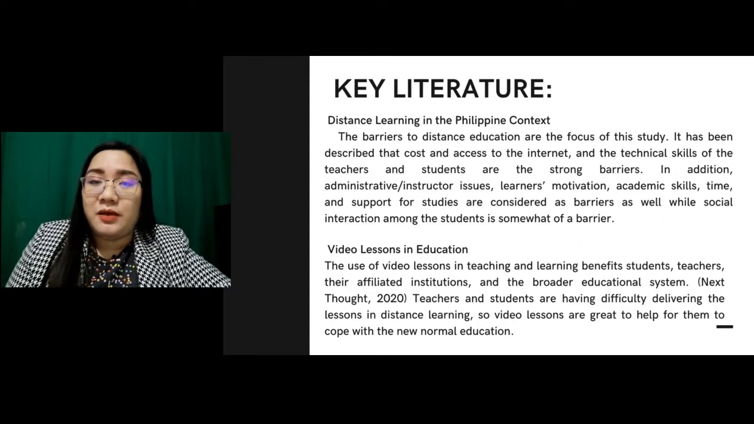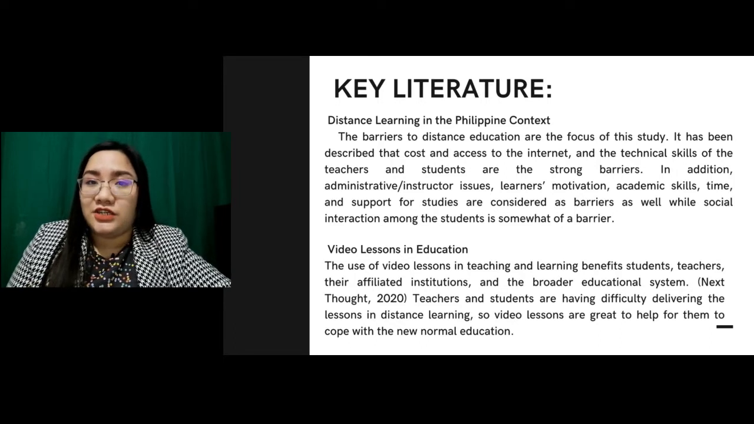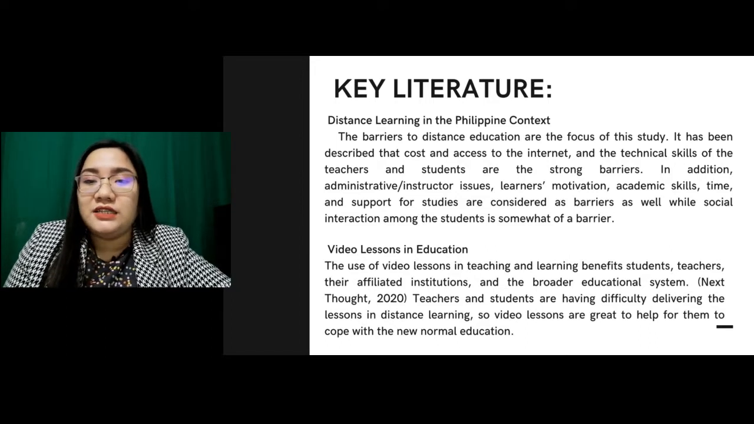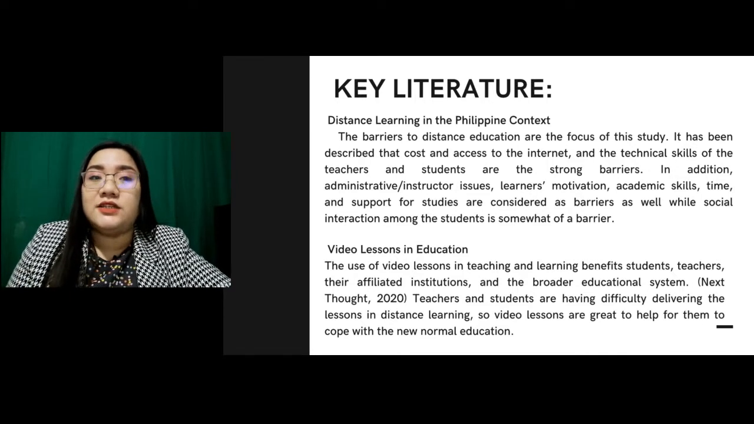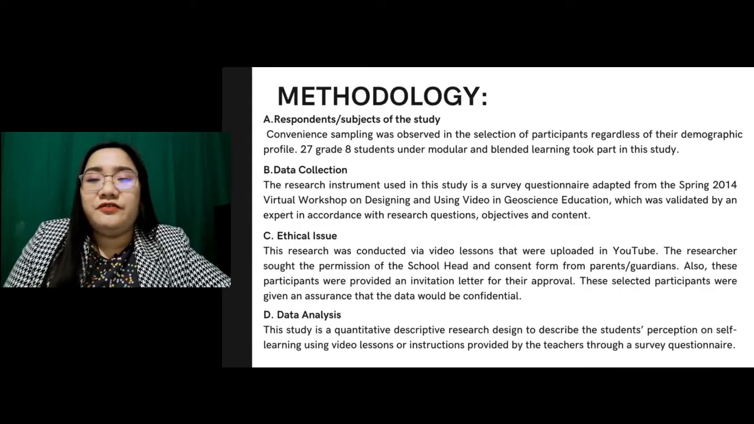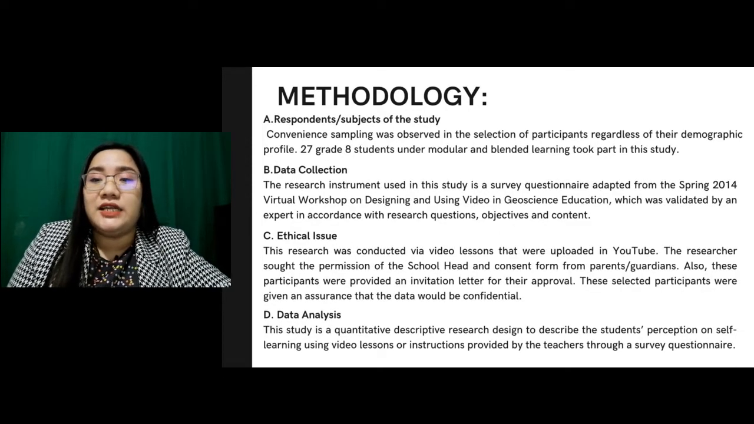These are the problems that may hinder the education of the students, even though online learning is available for everyone. So these are the reasons, or these are the considerations when we make video lessons in online learning education. Convenience sampling was observed in the selection of the participants regardless of their demographic profile.